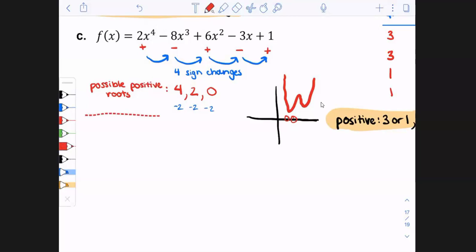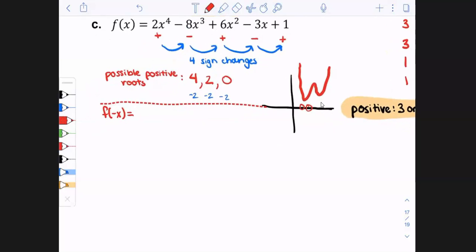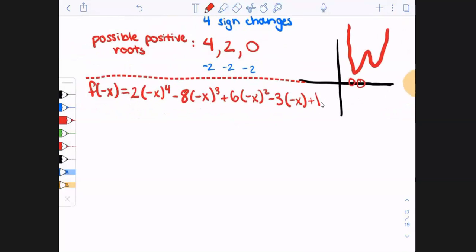So that's my possible positive roots. For my negative roots, this is the annoying part, you have to do f of negative x. And like I said, if you're good at doing it in your head, great, kudos. If not, this works just fine. So 2 times negative x to the 4th minus 8 times negative x to the 3rd plus 6 times negative x squared minus 3 times negative x plus 1. This negative x to the 4th will become a positive, and so will the negative x squared. The rest will stay.